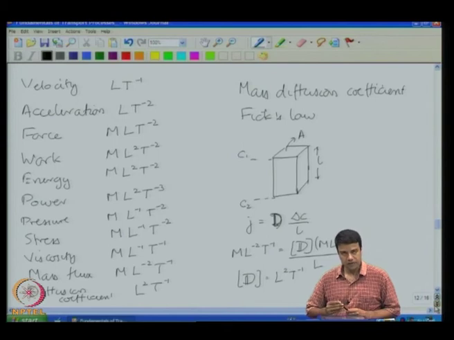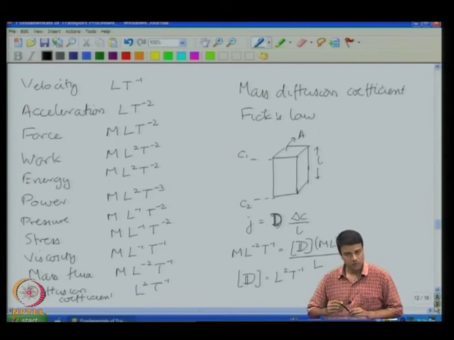For example, velocity is distance moved per unit time. So, velocity has dimensions of L t inverse. Acceleration, rate of change of velocity, L t power minus 2, and so on. Work, energy, power, pressure, force per unit area. Stress is force per unit area, they both have the same dimension. For the present course, important dimensional groups.